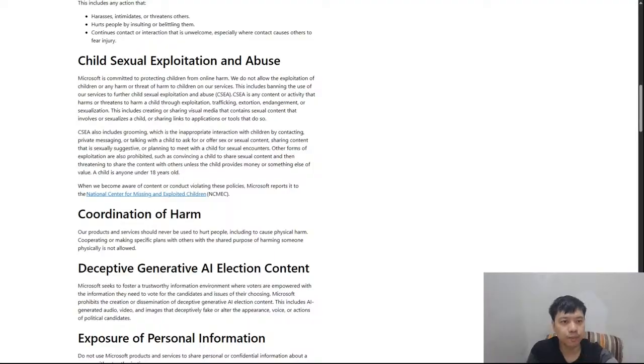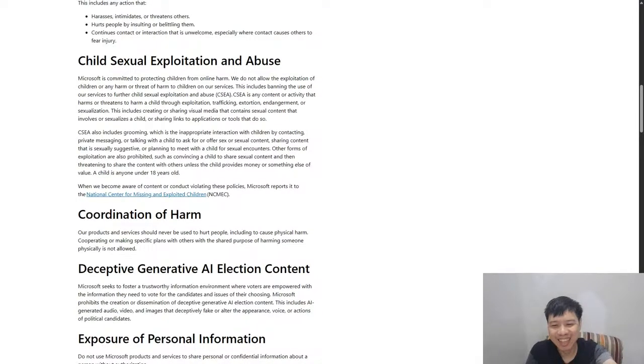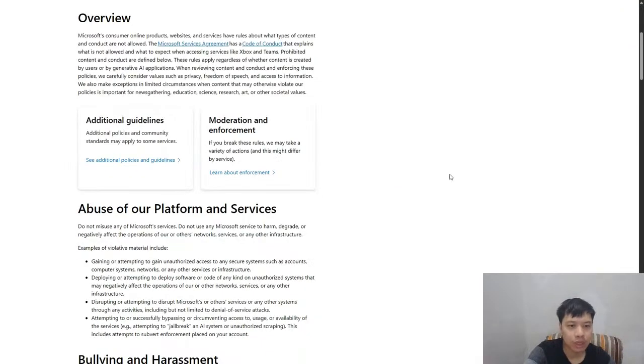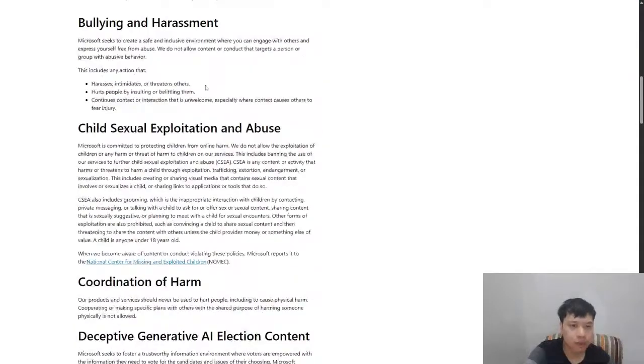So in here, straight up: child sexual exploitation and abuse. But the story goes a long way, right? It's starting from here. I've read some of it.